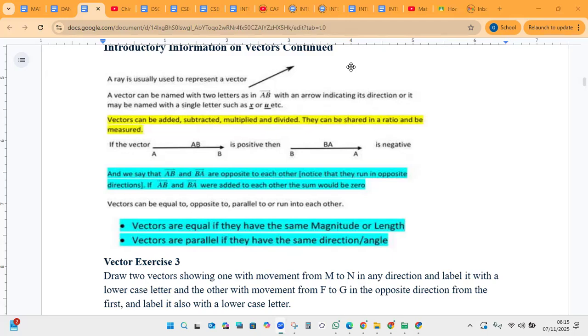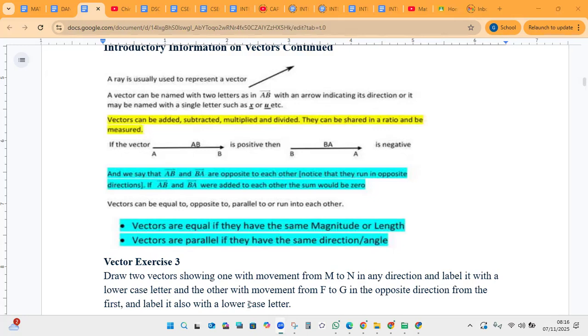So here you have vector exercise 3. Draw two vectors. So again, let's repeat that. The vector exercise 3 says: draw two vectors showing one with movement from M to N in any direction and label it with a lowercase letter, and the other with movement from F to G in the opposite direction from the first, and label it also with a lowercase letter.